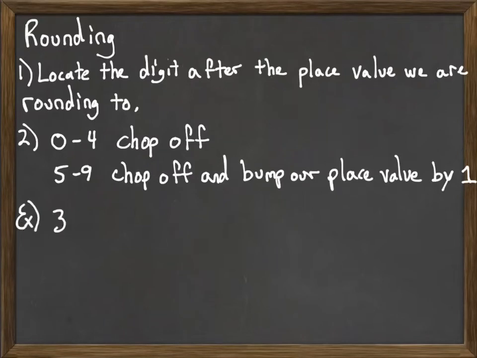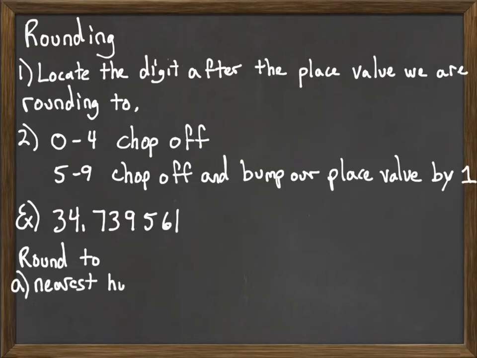So let's consider an example here with the number 34.739561. If we were going to read that properly, that would be 34 and 739,561 millionths. And so we're going to be asked to round this to a certain amount of decimal places. So let's say first we want to round to the nearest hundredth. Your decimal places start, first place is tenths, then hundredths, then thousandths, then ten thousandths, and so on.